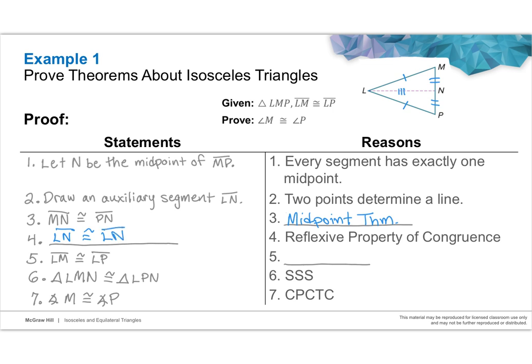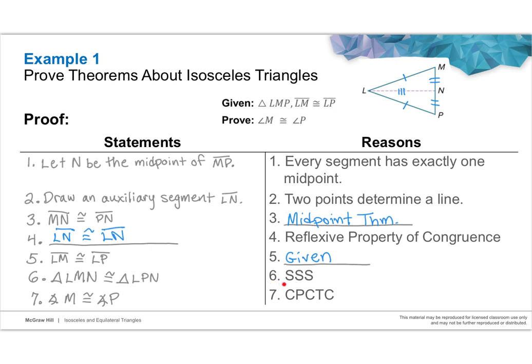Next, we know that LM is congruent to LP. And why do we know that? Well, we marked that at the beginning. That was a given statement. And so hopefully you can see in our diagram now, we have three sets of sides that are congruent. So that is a side-side-side congruence for the triangles, triangle LMN is congruent to triangle LPN in corresponding order.